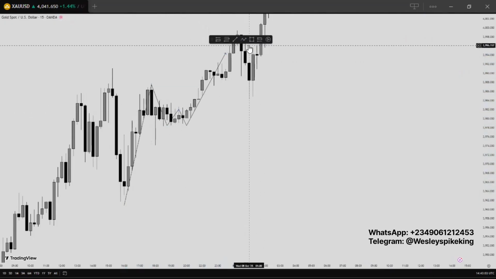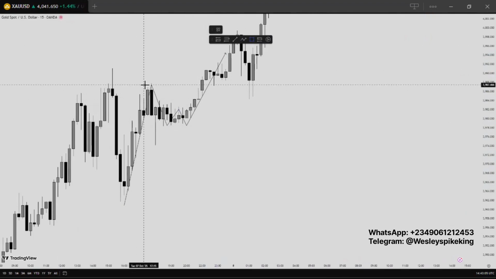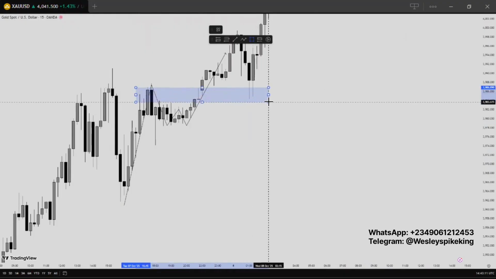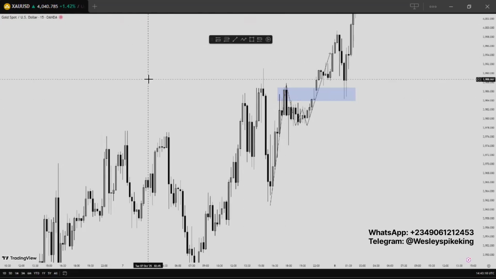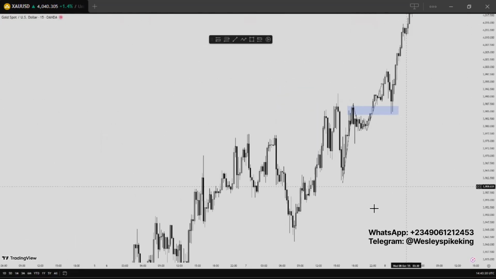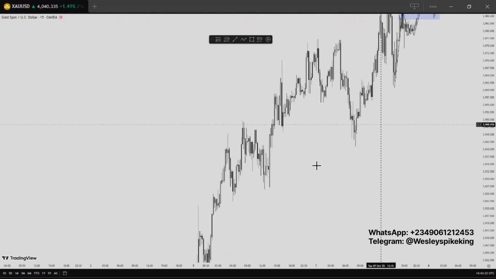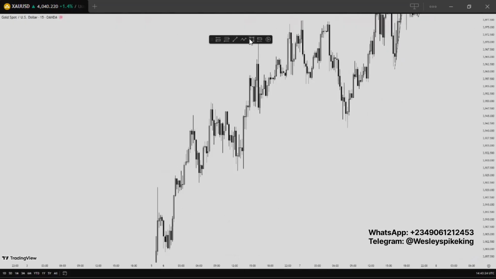Now, in this scenario, you see what price did? It came back, broke outside of this base, mitigated, or rather retested, this point of interest here, and then it kept on buying. If I go back again, you are going to see a lot of these setups, guys. We are going to see the same thing happen here.